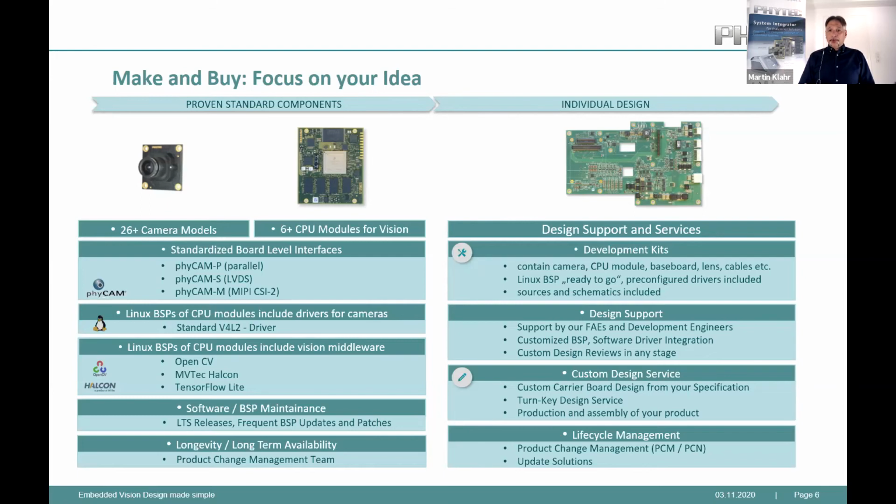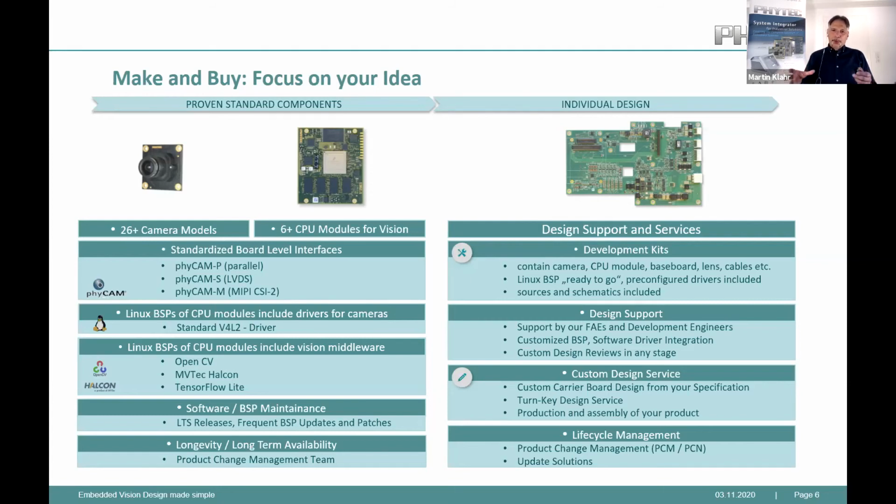We offer support for you in any state of your development. For example, we can take over software driver integration or just help you at any point you probably get stuck. And a very important point, we can do design support, like doing the reviews of your schematics, your layout, and so on, so that you can profit from our design experience and reduce the design risks by these external reviews.